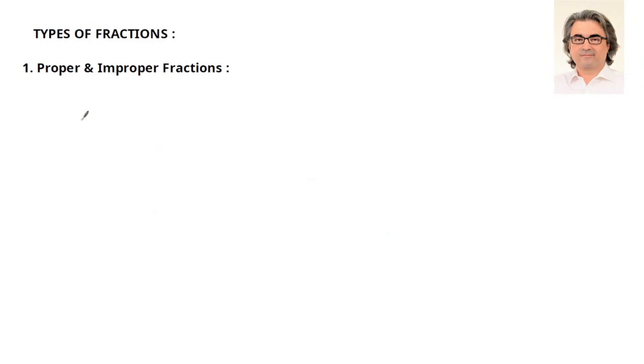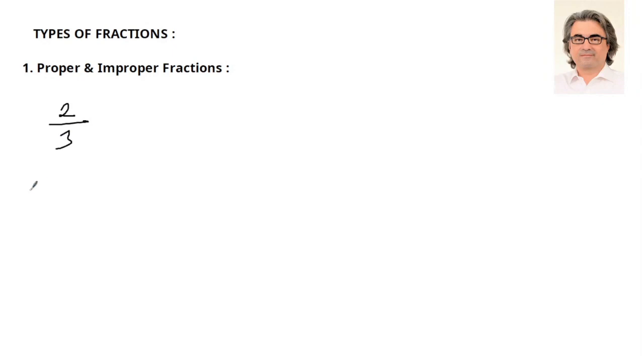Now, types of fractions. Proper and improper fractions. Let's try to understand the meaning of proper and improper fractions by giving examples. 2 over 3 is a proper fraction. Why? Because its numerator is less than its denominator.